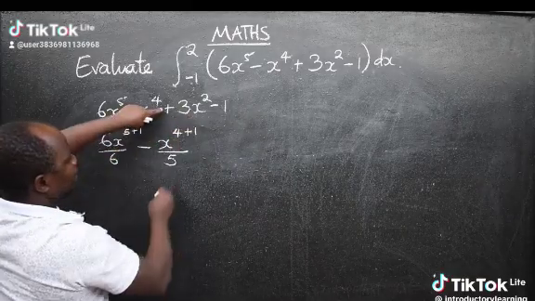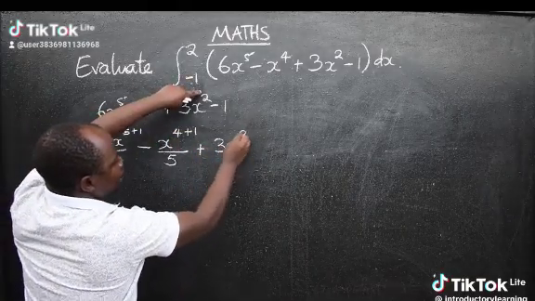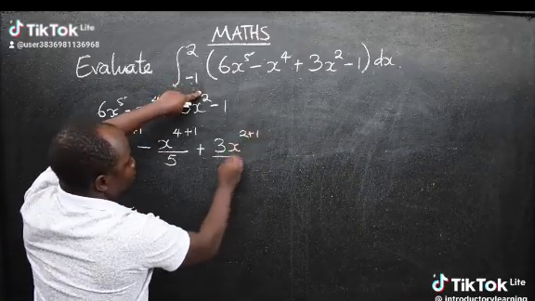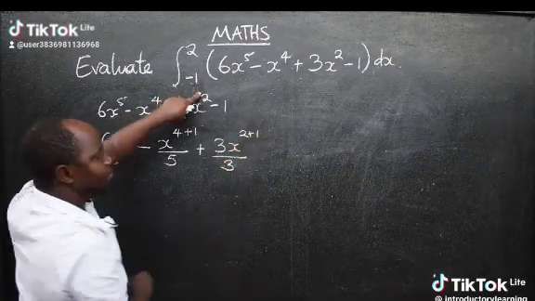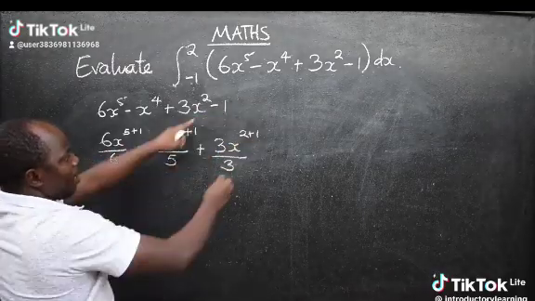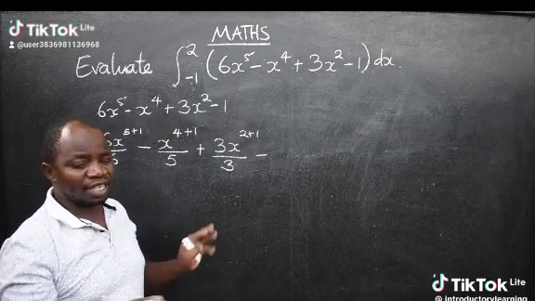Go to the next part. Plus 3x squared, add 1, so plus 1. The result, divide by 3. This plus this is 3. Go to the last term, minus. Look at the last term, it's a constant.